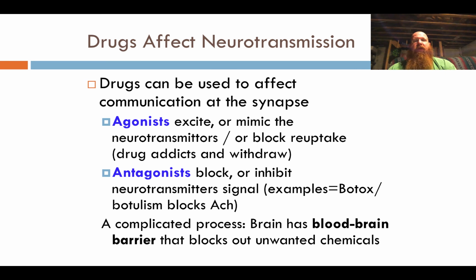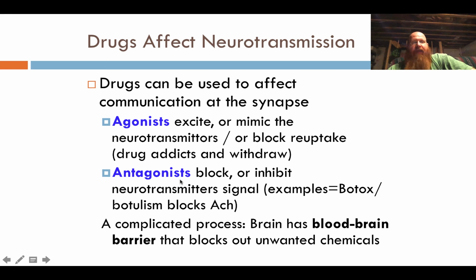And again, we talk about this to show what drugs can do. Drugs can be used to affect communication at the synapse, and that's where all this is happening, the synaptic cleft. Agonists excite and mimic neurotransmitters, or they can block reuptake. Reuptake is when those neurotransmitters flood the area, and whatever doesn't get used gets sucked back in. And this happens with drug addicts going through withdrawal.